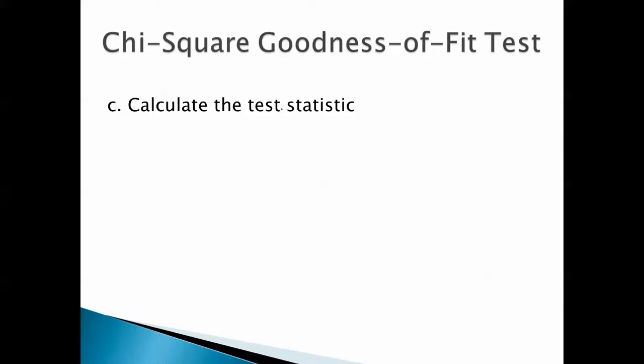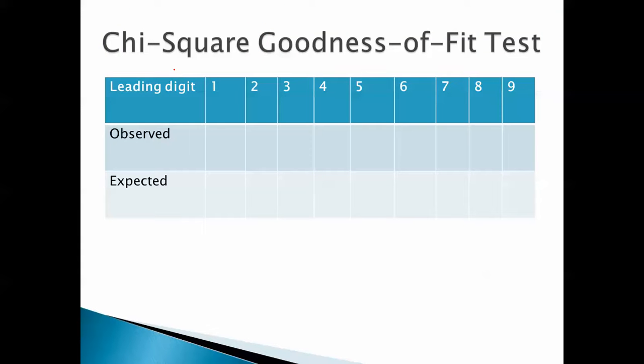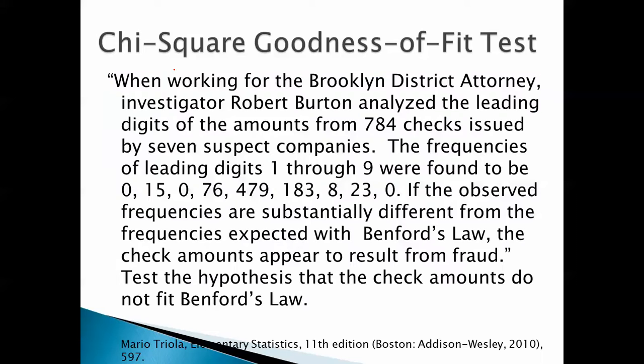Okay, calculate the test statistic. Here it is, kind of a scary formula. Chi-square, I know it looks like an x squared, but it's not an x squared. Instead, it's the Greek letter chi. So we say chi-square. Chi-square is the sum of observed frequencies minus expected frequencies, squared, over expected frequency. So in this case, leading digit 1 through 9.